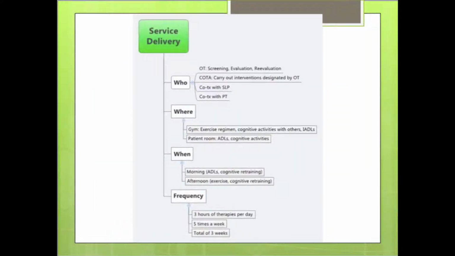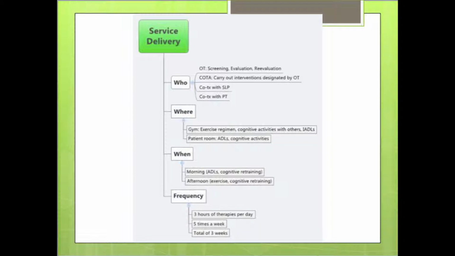For the service delivery of the treatment plan, the team members that will be participating are the OT, who will screen, evaluate, and reevaluate, and the CODA, who will carry out interventions designed by the OT. We will co-treat with a speech-language pathologist, and we will co-treat with a physical therapist. The therapy will take place in the gym, which will include the gym exercise regimen, cognitive activities, and other IADLs, and also in the patient's room, where we will complete ADLs and cognitive activities.